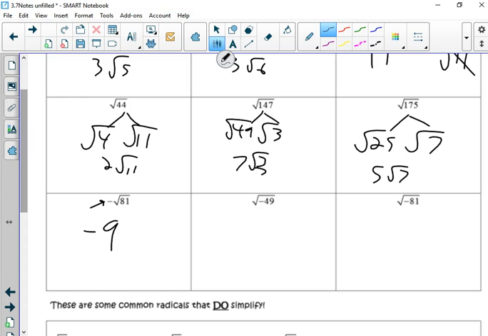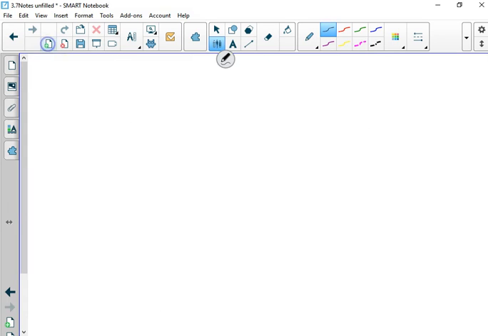Kind of like when we did absolute values. Remember, when we did absolute values, the absolute value of 7 was 7. The absolute value of negative 7 was also 7. But if I throw a negative out here, then my answer is negative 7. Because the negative outside is saying take the opposite of whatever you got.